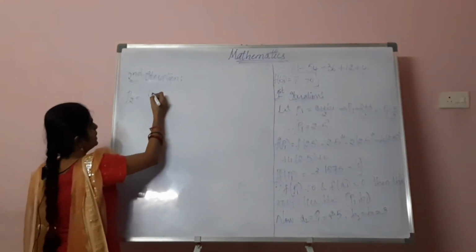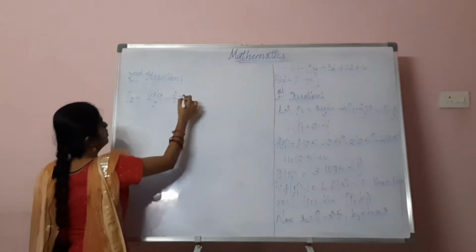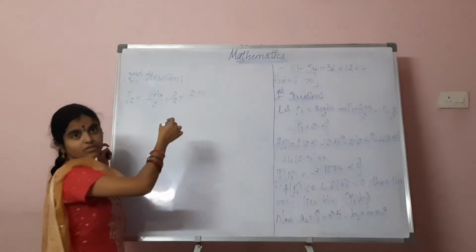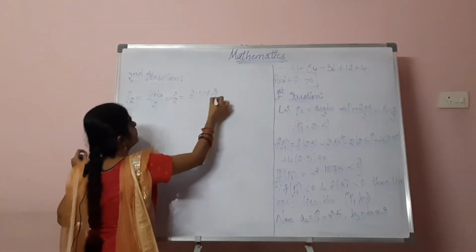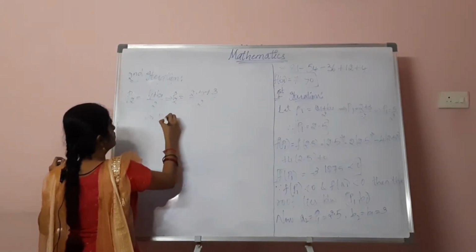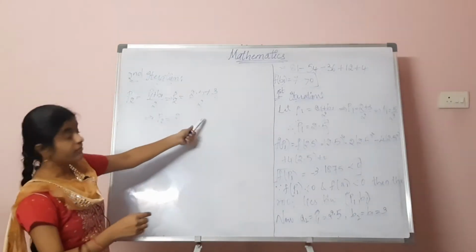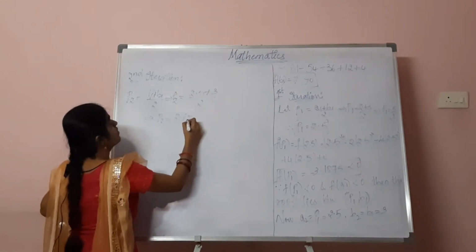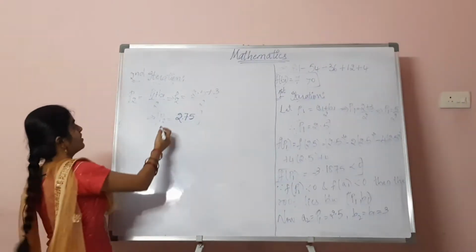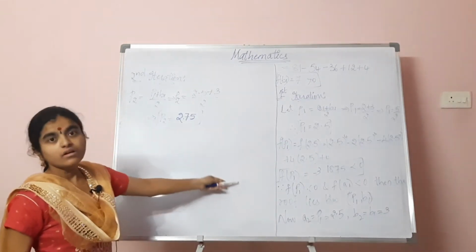So P2 equals to P1 plus B1 by 2. Now P2 equals to, what is P1? 2.5. Next, B1 is 3, by 2. Therefore, P2 equals to, what is the answer? After adding this and dividing, what we will get? 2.75. This is our P2. So P2 equals to 2.75.